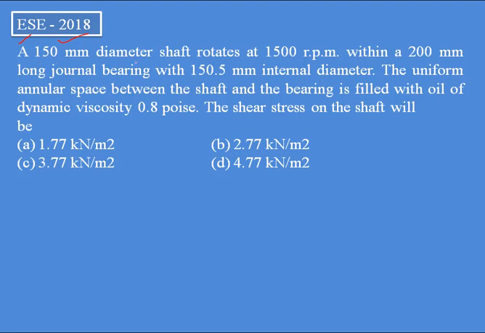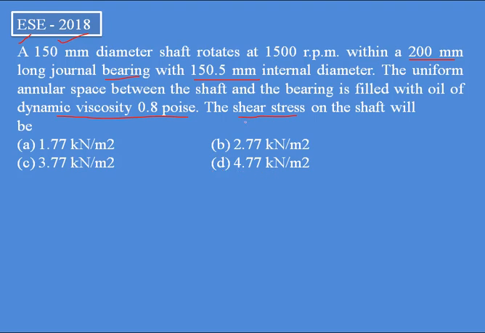A 150 mm diameter shaft rotates at 1500 rpm with a 200 mm long journal bearing with 150.5 mm internal diameter. The uniform annular space between the shaft and journal bearing is filled with oil of dynamic viscosity 0.8 poise. Here the shear stress on the shaft will be, and the options are 1.77 kilonewton per meter square, 2.77 kilonewton per meter square, 3.77 kilonewton per meter square and 4.77 kilonewton per meter square.